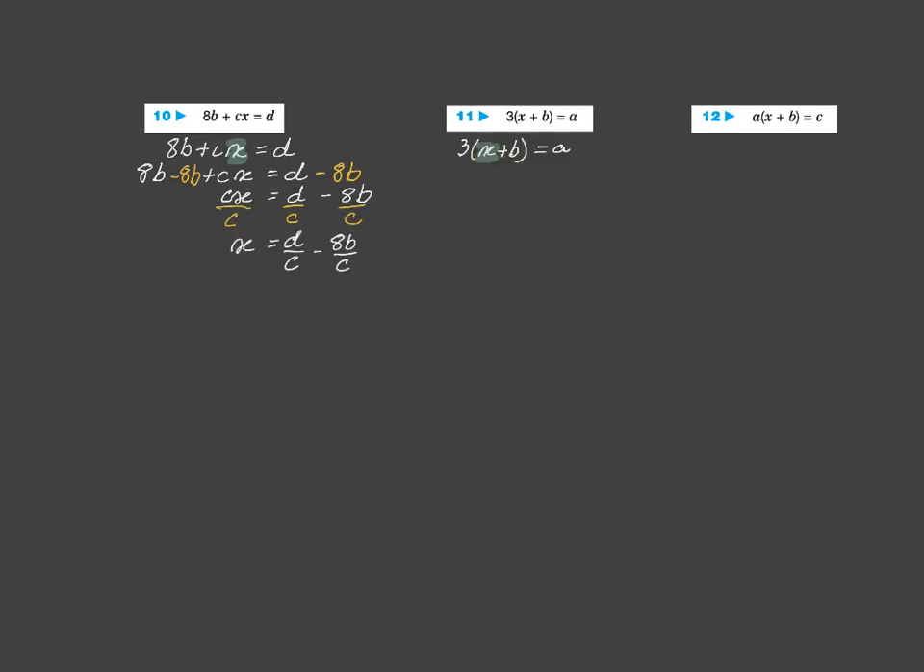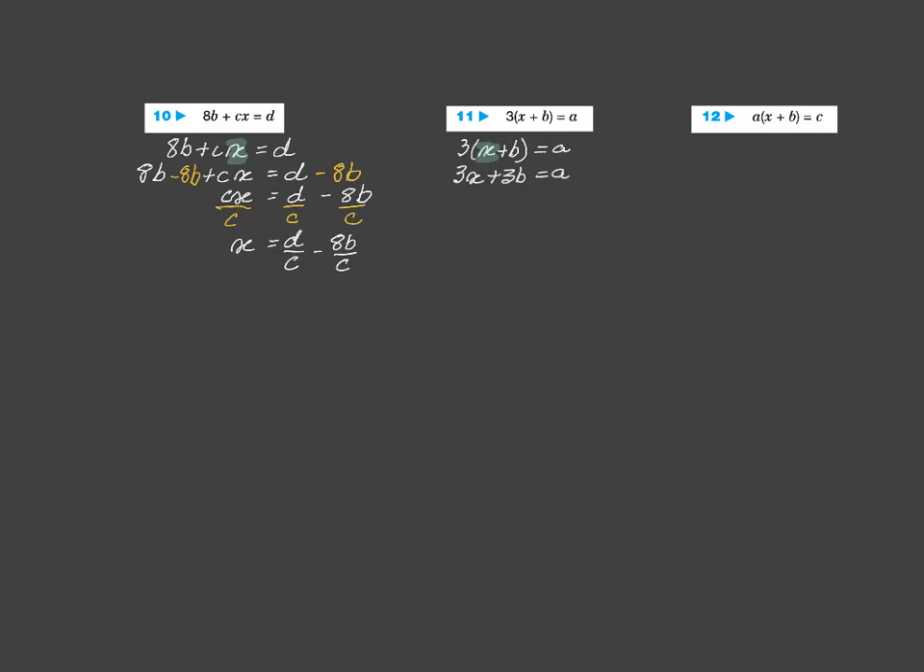In number 11, we have 3 multiplied by a bracket, x plus b is equal to a. So the last time we had a bracket, we didn't multiply out. But this time, x is in that bracket, and so we've got to get it out from the bracket before we can make it the subject. Our first step will be to use the distributive property, and 3 times x is 3x, 3 times b is 3b, is equal to a.